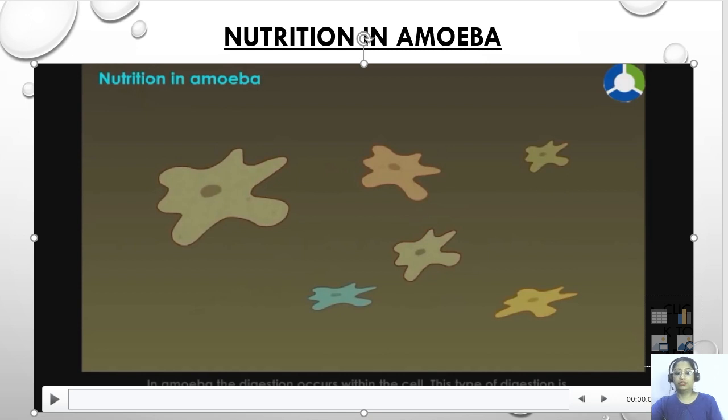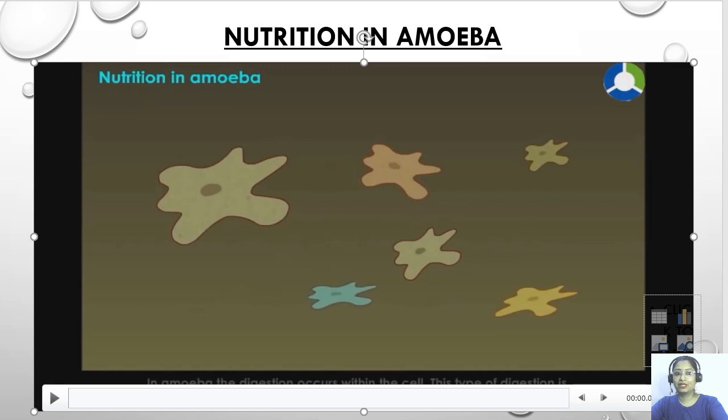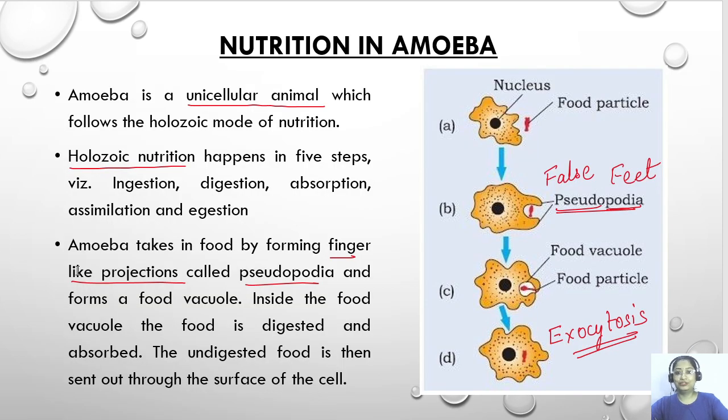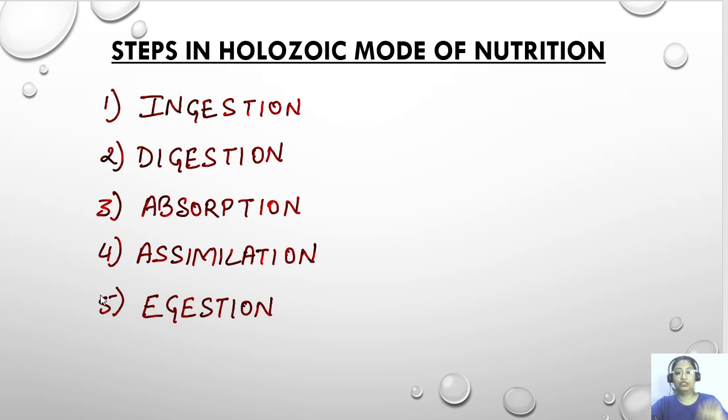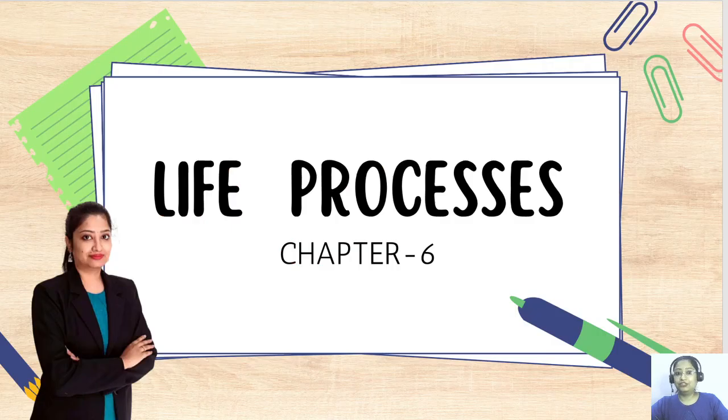Okay, so that is about the nutrition in amoeba. I hope it is clear to you. So the holozoic mode of nutrition follows 5 steps: ingestion, digestion, absorption, assimilation, and egestion. All right. So that is it for today's session, students. I hope you have enjoyed the class.